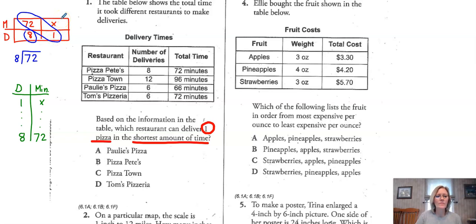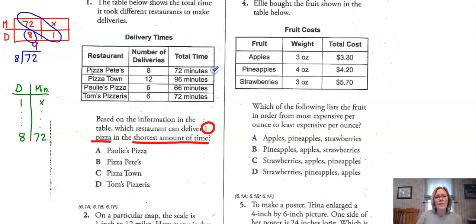So I need to do what I know to do. Multiply going diagonally, divide by this number, which is just making me divide the minutes by the deliveries. Some of y'all may have already thought to do that. So 72 divided by 8 is 9.